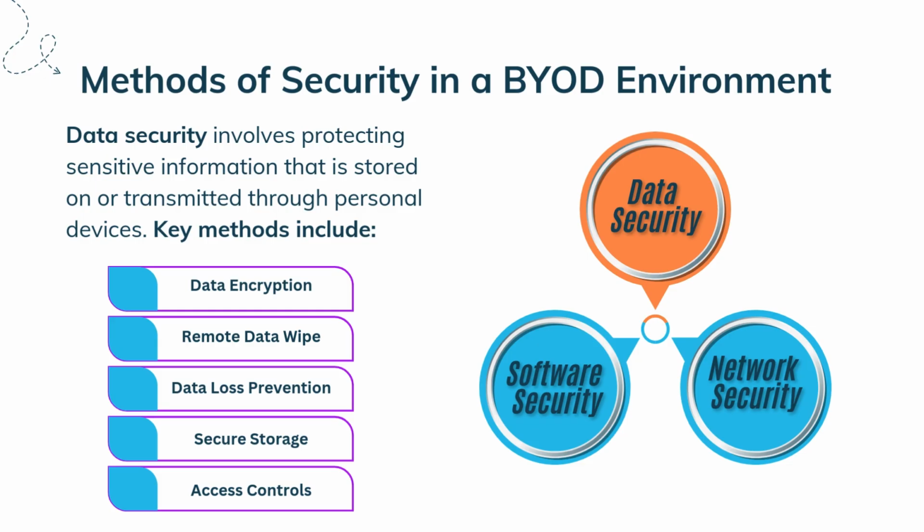Remote data wipe lets companies erase all the data from a lost or stolen device remotely. With data loss prevention, we can track and limit how sensitive information moves around so it doesn't end up in the wrong hands. Secure storage keeps company data separate from personal apps, and this makes it harder to leak or access the information without permission. And then access controls that we've already talked about make sure that only the right people can get to the sensitive data by using strong passwords and other user checks.